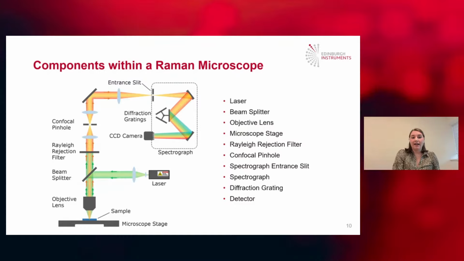The scattered light then enters the spectrograph, where it hits a diffraction grating. This disperses the light into different wavelengths, and these hit the CCD camera detector. And this is what changes your photons into an electrical signal, so you get your Raman spectrum.